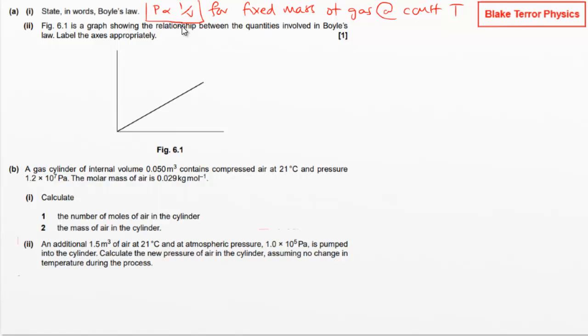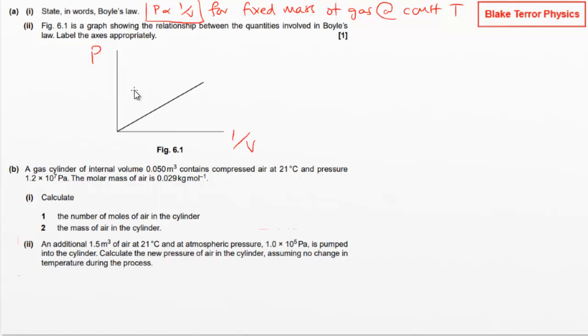So that's that. Then we've got figure 6.1, a graph showing the relationship between the quantities involved in Boyle's law. Label the axes appropriately. You can put them either way around. So let's do pressure and 1 over volume there. You could do 1 over volume and pressure. It doesn't matter which way around you're doing them because they're still going to be proportional to each other.